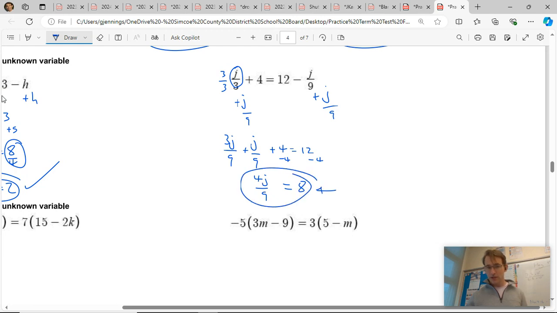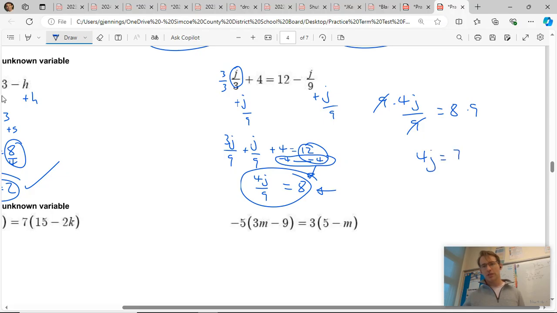But that's not the final answer. I'm just going to move that. See, I subtracted 4 from both sides here. So that's 12 minus 4 is 8. And so then, I got 4j over 9 is equal to 8. I can multiply both sides by 9. So that will cancel.